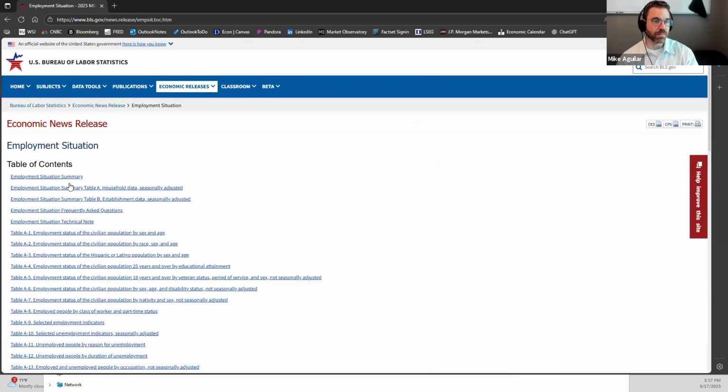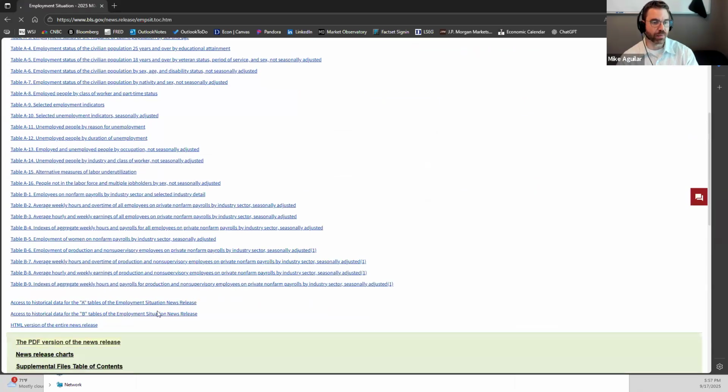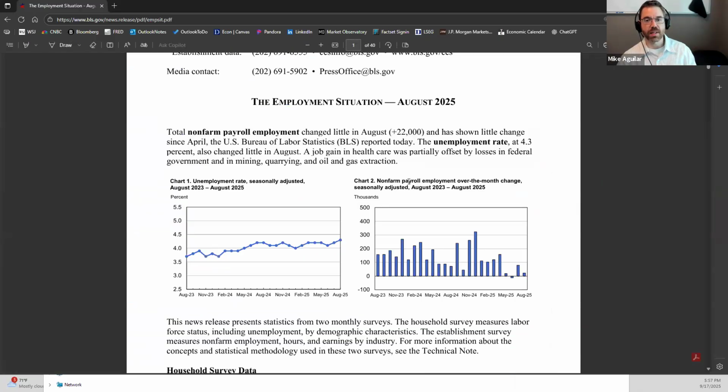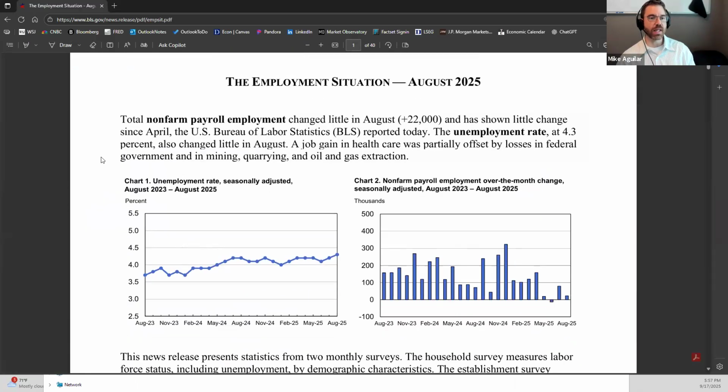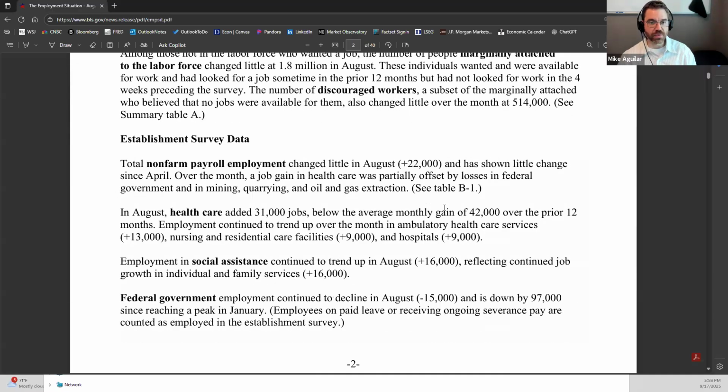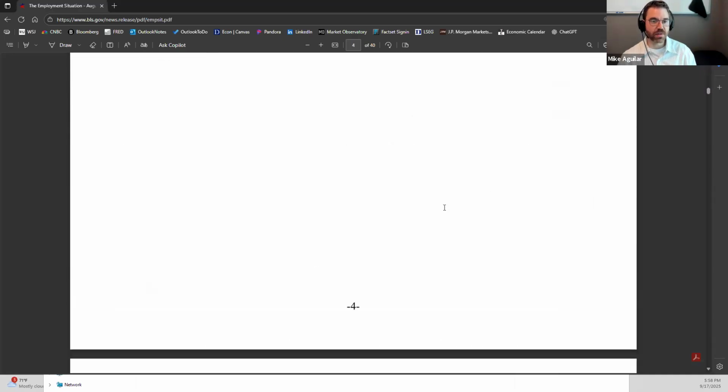If you want to dig a little bit deeper, you can look at the PDF of that report. I look at it all the time. This is what I sleep with. And you get right at the top there, total non-farm payroll changed little in August, plus 22,000. Now, the chart gives you the visualization of that, and you have some summary stats over here.